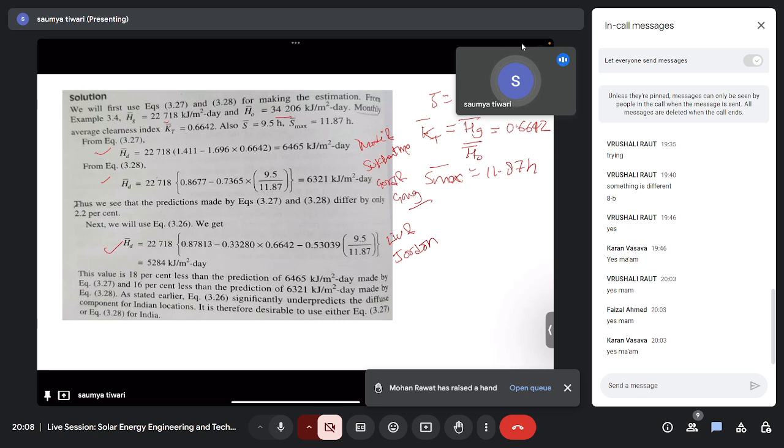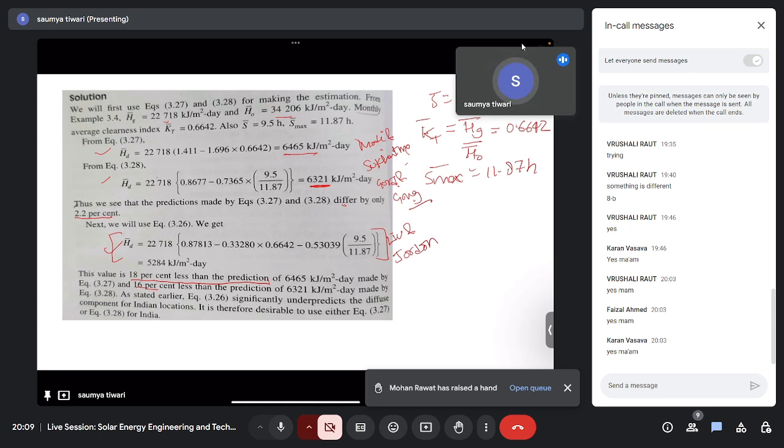Just to show you how these three relations are applied in real conditions. You can see that the SD bar values you got from Modi and Sukhatme and Gopinath and Garg correlations are somewhat similar, differing by only 2.2%. But the Liu and Jordan correlation is 18% less than the prediction made by Modi and Sukhatme, and 16% less than that predicted by Gopinath and Garg.